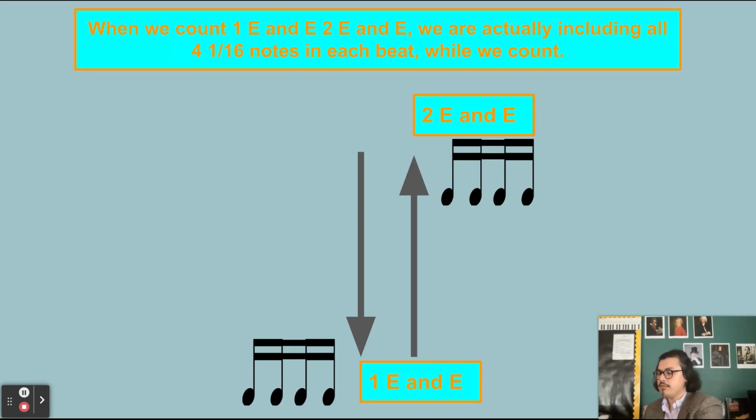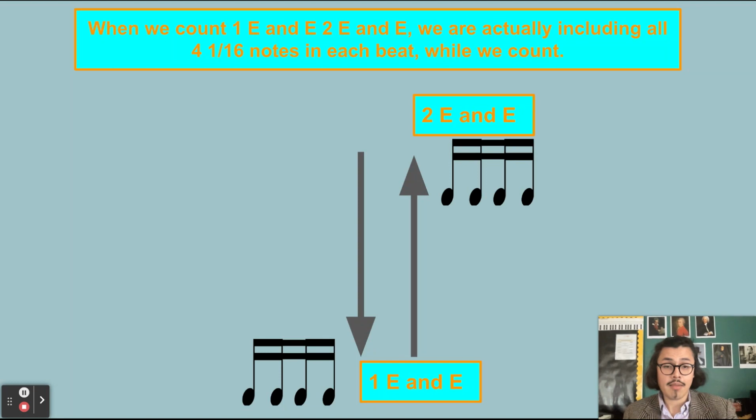Let's do it now with a beat. Let me get the wood block over here. 1 and, 2 and, 1 and, 2 and, 1 and, 2 and, 1 and, 2 and. Now, of course, it's easier if you play different notes. 1 and, 2 and, 1 and, 2 and. Okay, just as a little example.